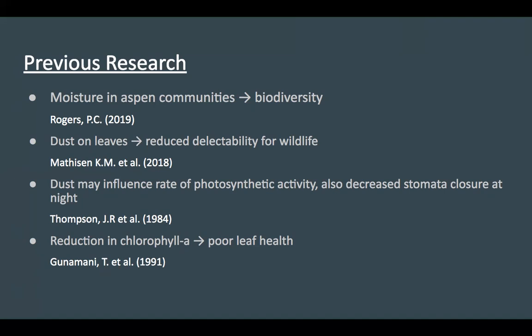Another study shows that dust may influence the rate of photosynthetic activity, which in this study means a decrease in photosynthetic activity. So that would lead to less oxygen in the air and more carbon dioxide in the air, and we need oxygen to breathe. This study also shows that there's a decreased stomata closure at night in the leaves of aspen trees. And another study shows that the reduction in chlorophyll A can lead to poor leaf health. This study was focusing on leaves being coated with dust or particulate matter.